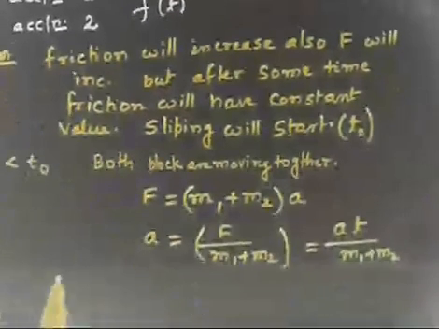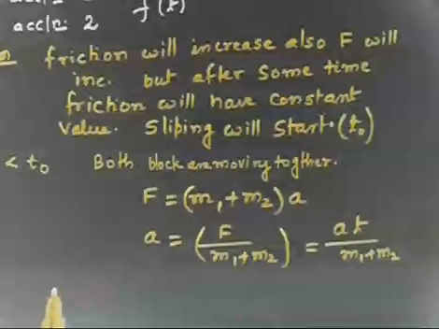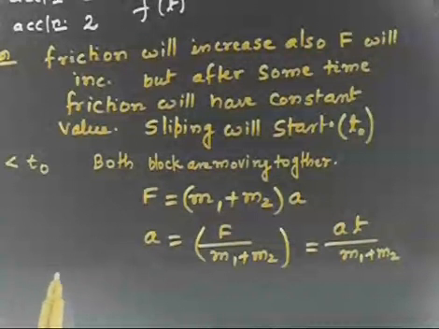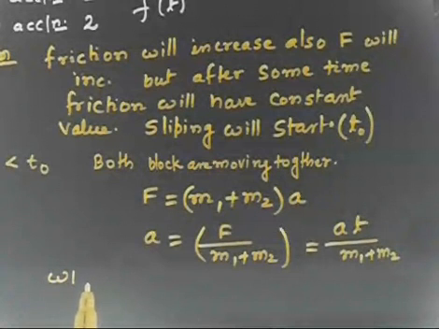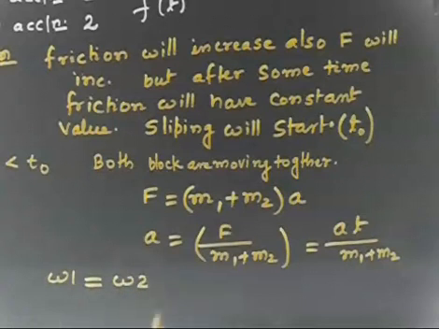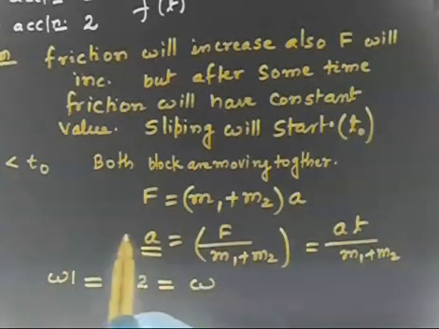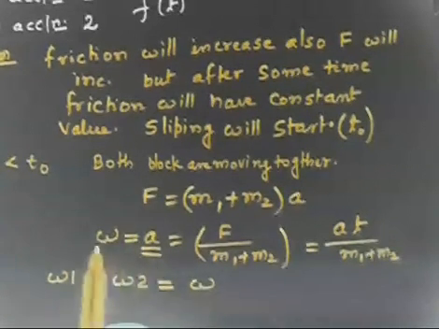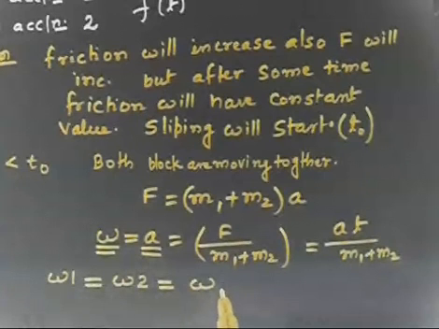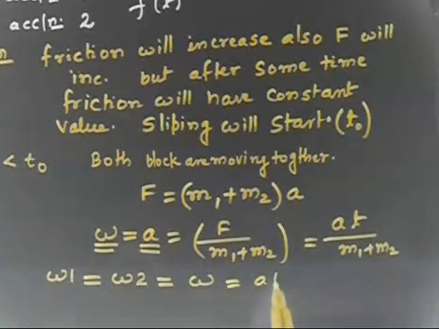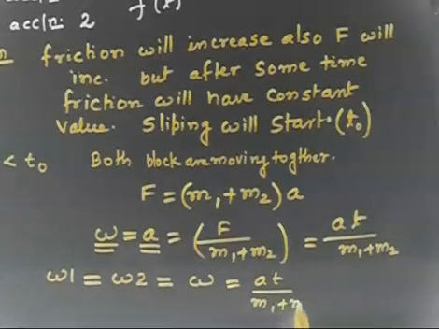So let us call this by any variable I can choose. Let us choose W1. The acceleration of block 1 is equal to the acceleration of block 2, that is W2. This is equal to the total acceleration, the A we have calculated, so you can call it W. Are you getting it or not? So if I call it W, the total acceleration is AT divided by m1 plus m2.